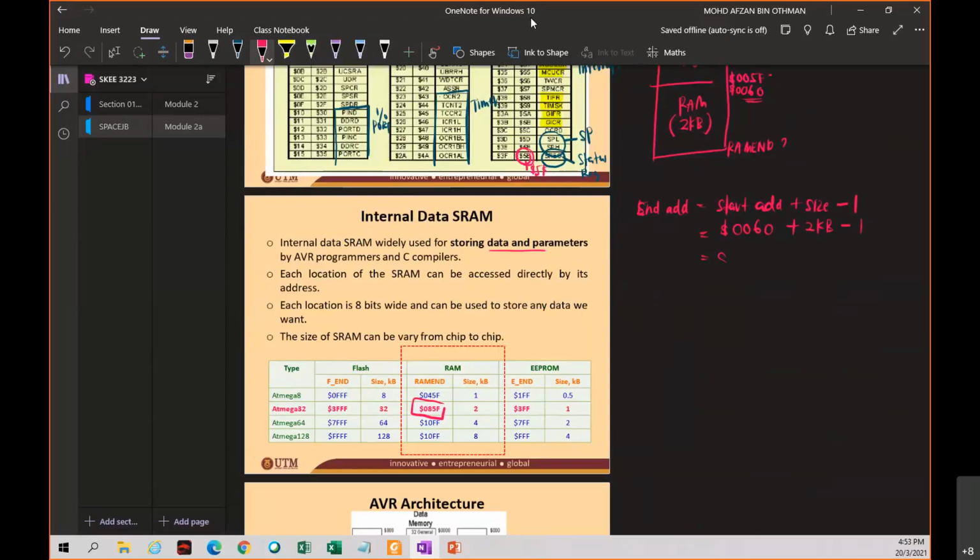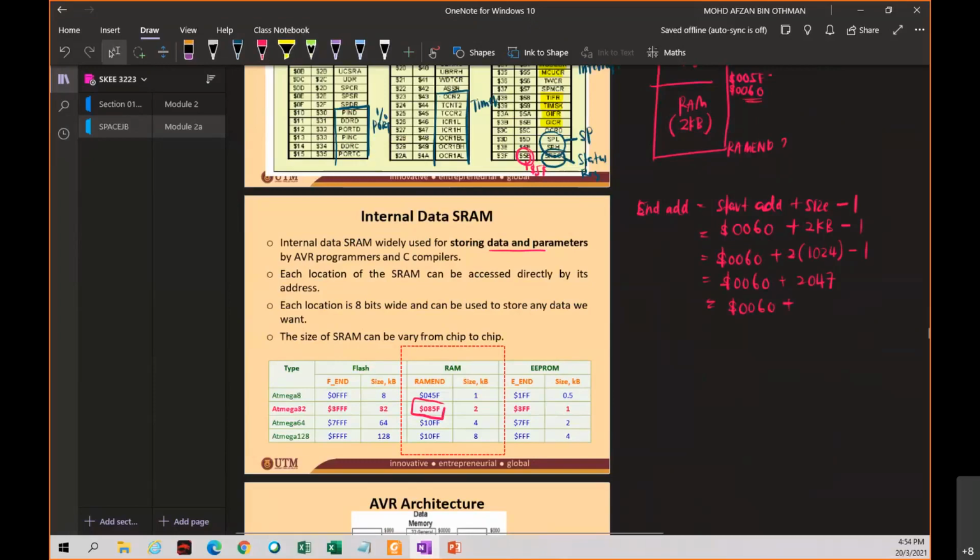So how do we convert this 2 KB to bytes? As I already mentioned earlier, you need to multiply 2 kilo, which is 2 times 2 to the power of 10. Then minus 1. So you will get 0060 plus 2048 minus 1, which is 2047. Convert this value to hexadecimal.